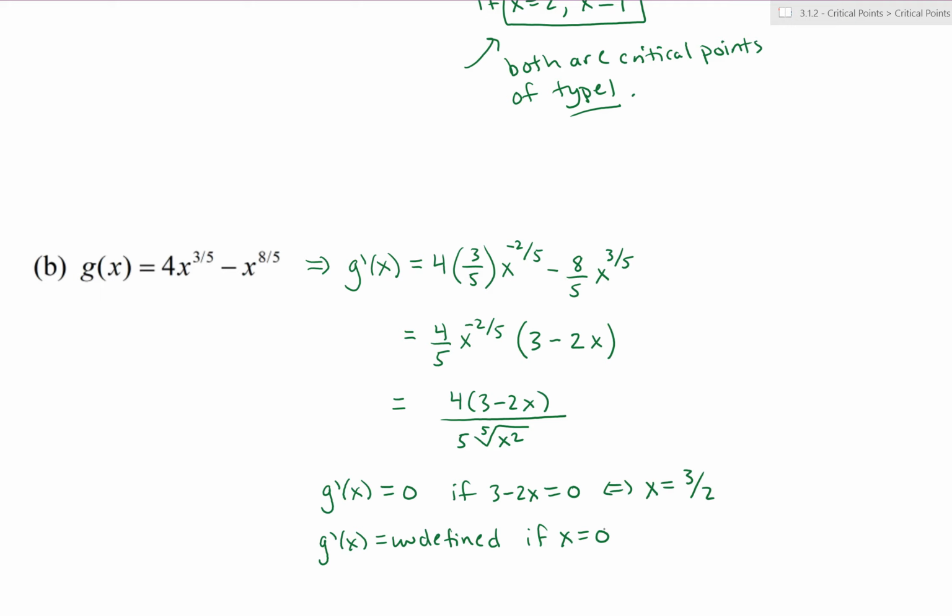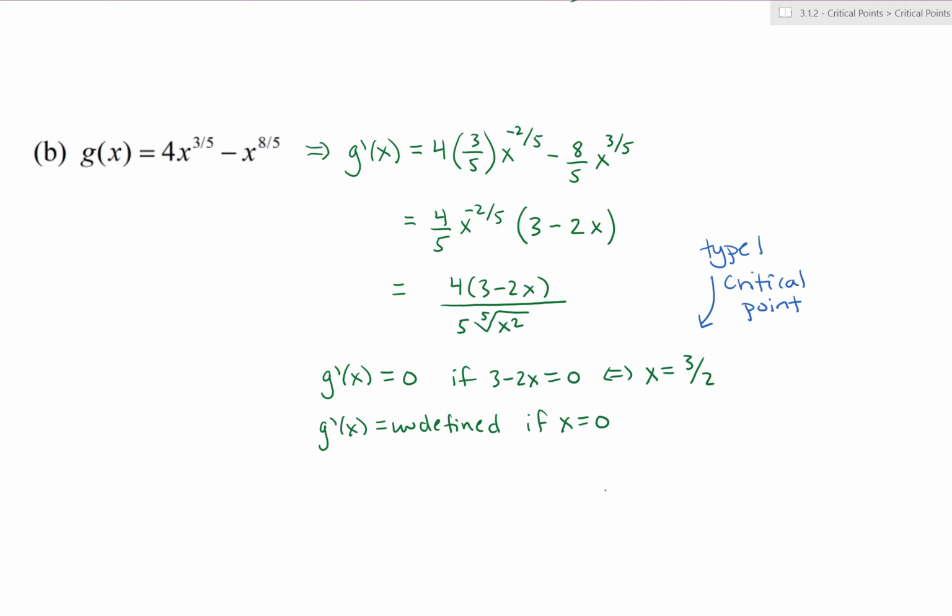But take note, x is 0 is part of the domain of the function g, and x is equal to 3/2 or 1.5 is also part of the domain of the function g. So both of these are critical points, but they're different types, right? x is 3/2 is a type 1 critical point because that's a location for which the derivative is 0 and the function itself is defined. And x is equal to 0 is also a critical point, but it's a type 2 critical point because the derivative is undefined, but yet the function is defined there.